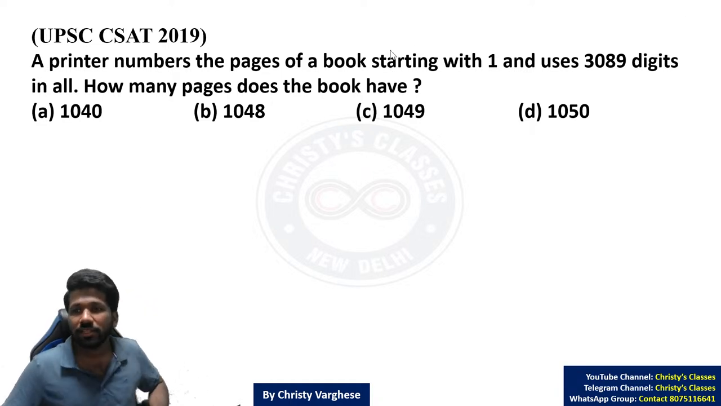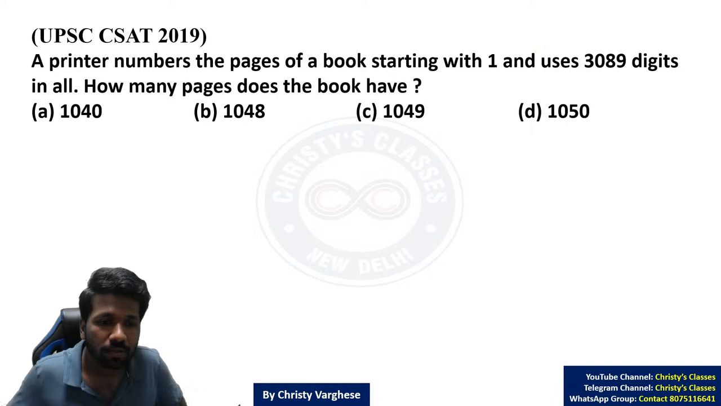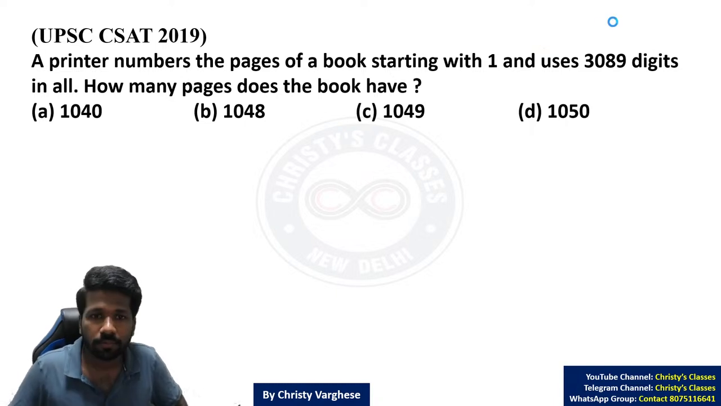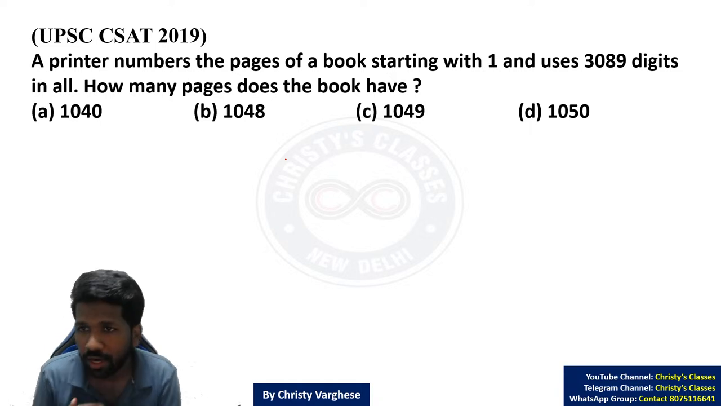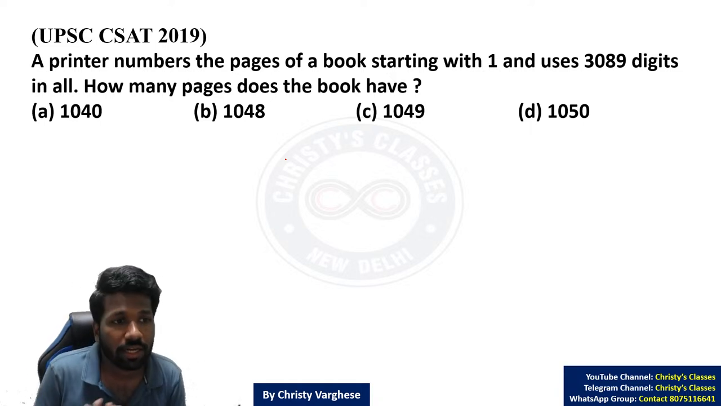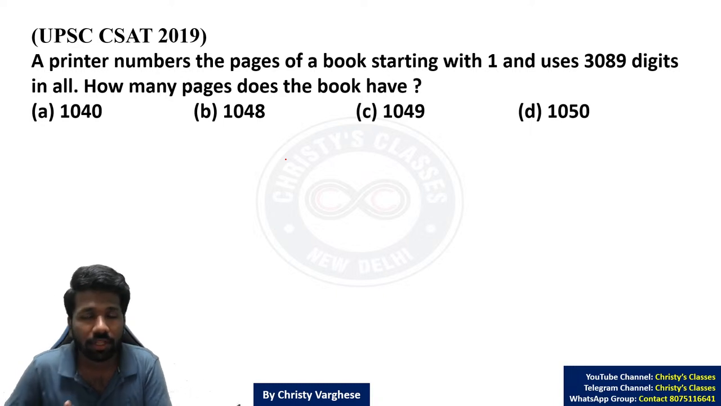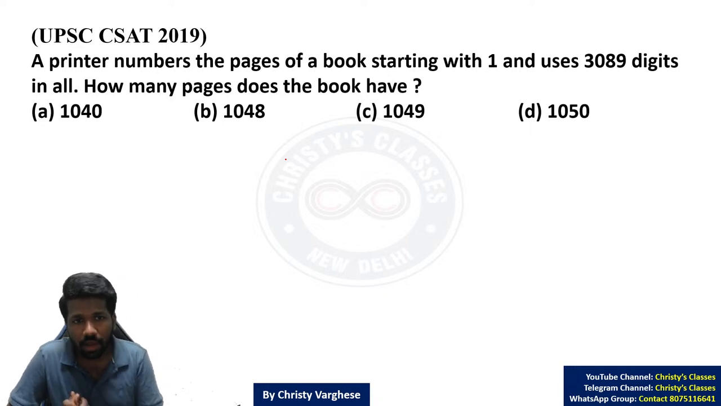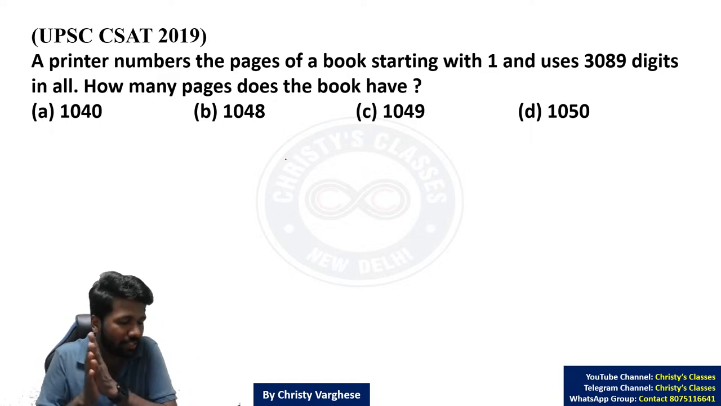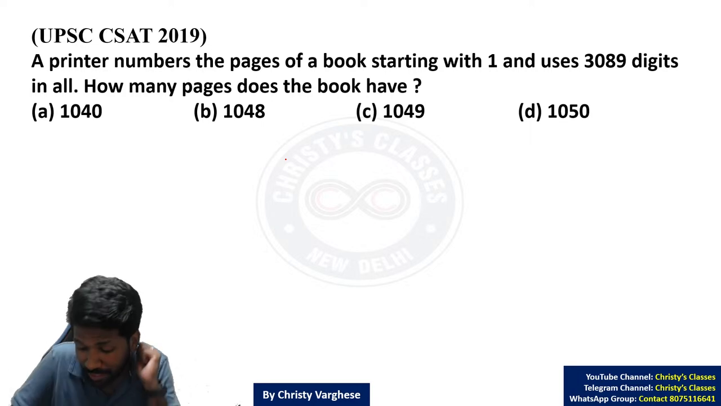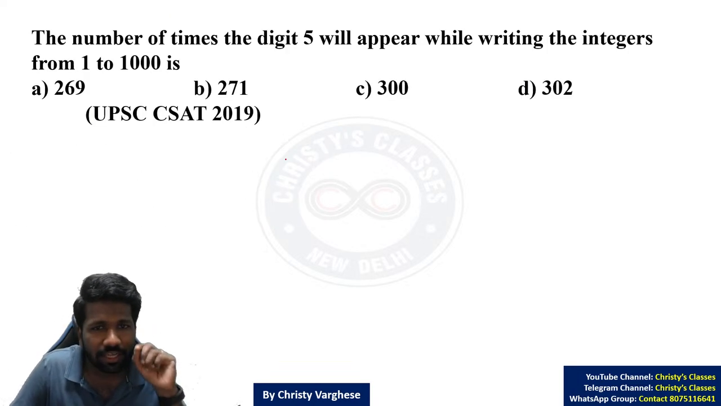Okay, some of you got an answer, so I'll start explaining. A printer numbers the pages of a book starting with 1 and uses 3089 digits in all. In total, 3089 digits. How many pages does the book have? Okay, so some of you are not understanding the meaning of the question.